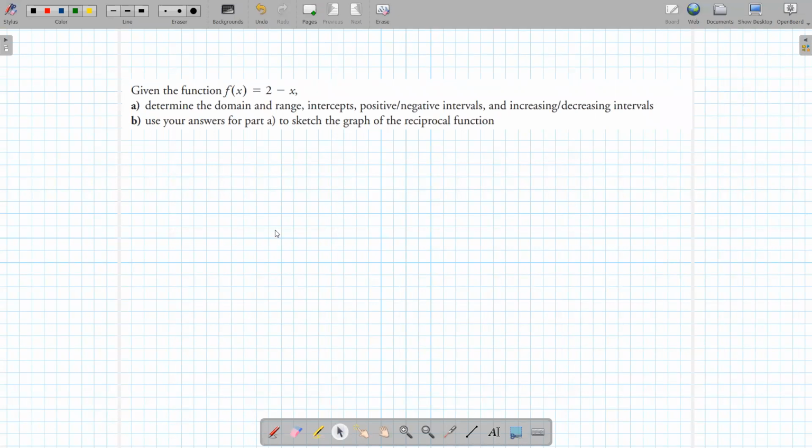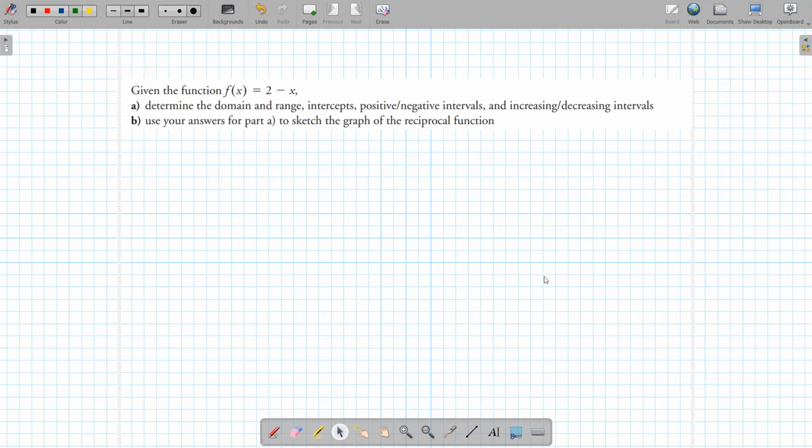You see that 2 minus x? How would you go about graphing 2 minus x? It is a linear function, no? So what was the difficulty there? It's just a straight line.